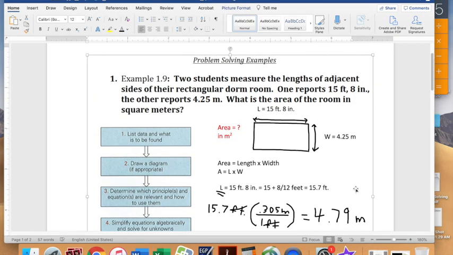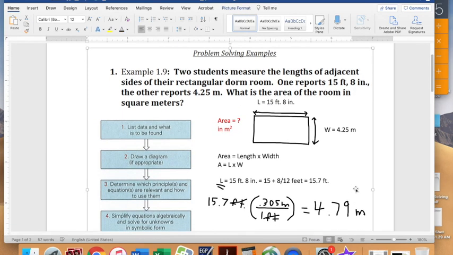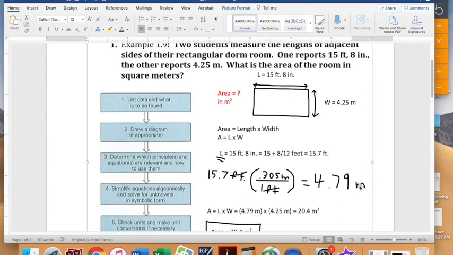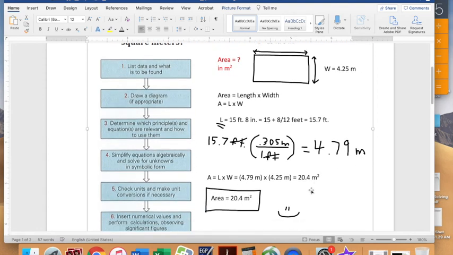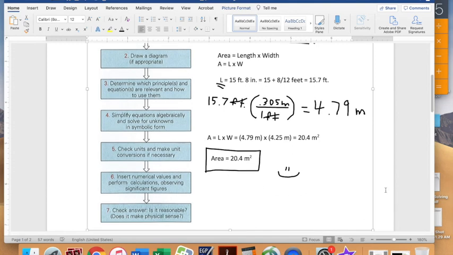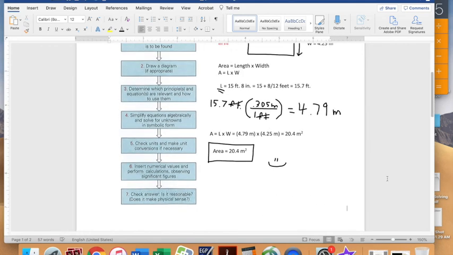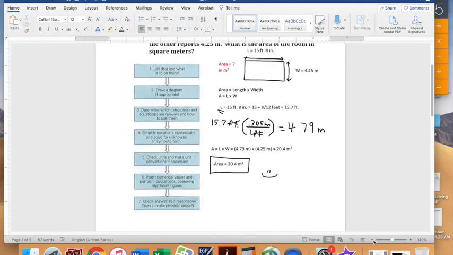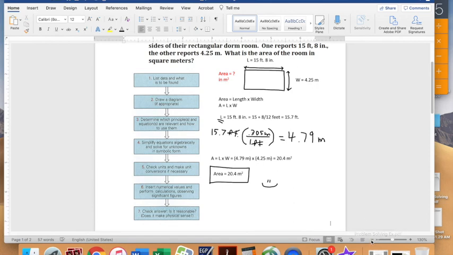And the last part of the problem solving is to check your final answer and see if it's reasonable. So 20.4 is essentially, what do we got? We got about 4 by 4 meters or 5 by 5 meters. So that's a reasonable size for a room. So that'll work. So those are the 7 problem solving steps.